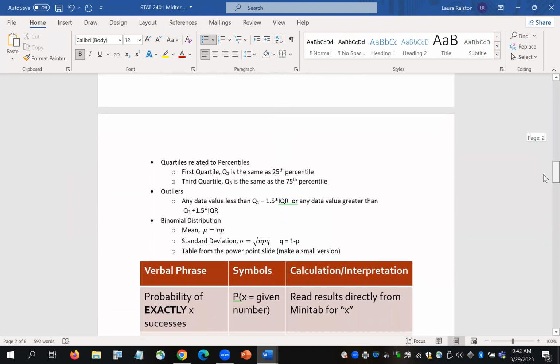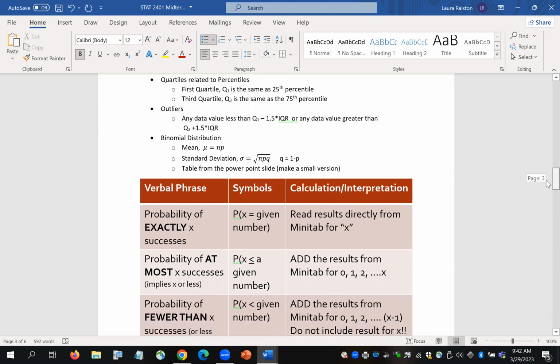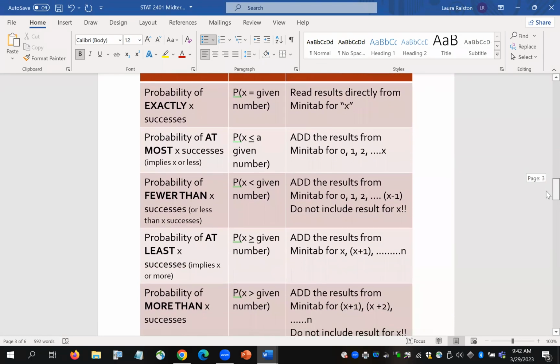I also provide at the end of this document, and again, if I haven't posted it, I'll get it posted when we're finished today, some things that you may want to remember if you didn't make notes about. I give you any kind of formulas you may need. So I remind you how the quartiles and percentiles are related. I give you the formulas for determining the outliers within a data set. I have all of the formulas for the binomial distribution, as well as the table that indicates how to perform the calculations for the binomial.